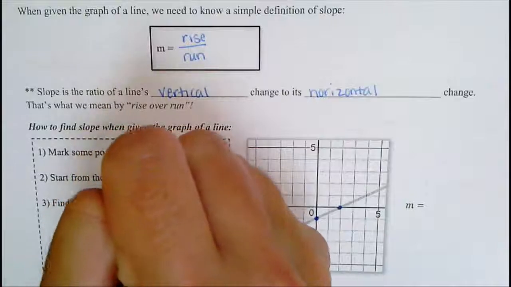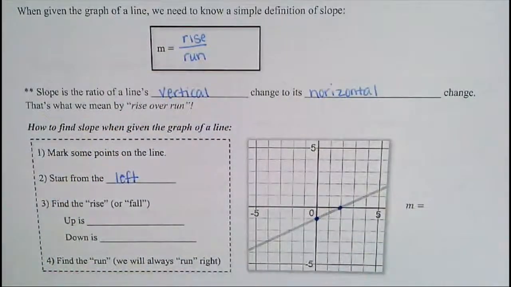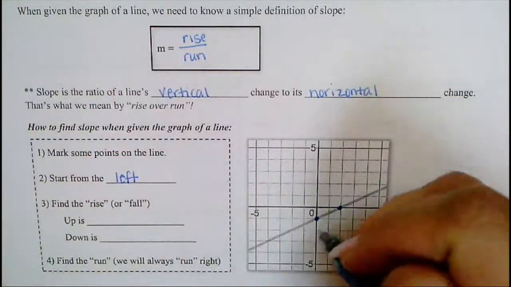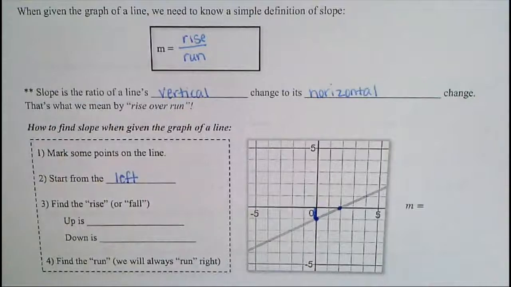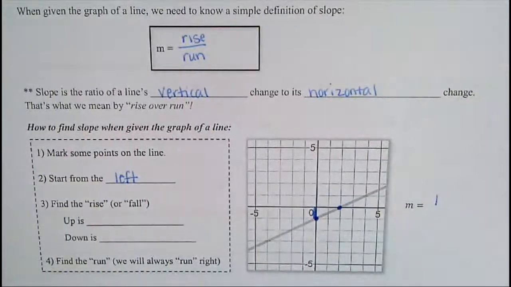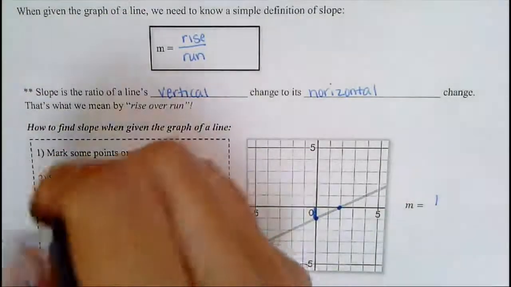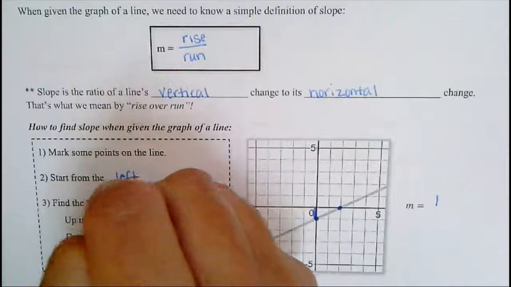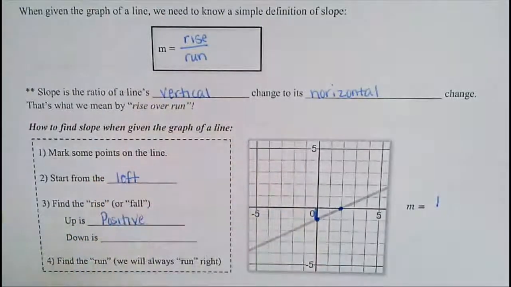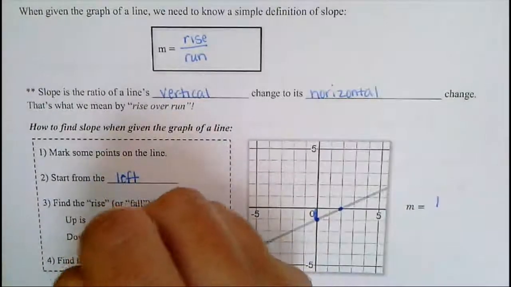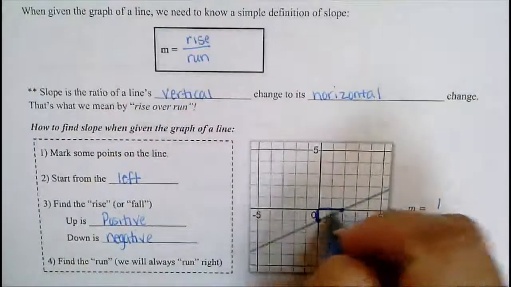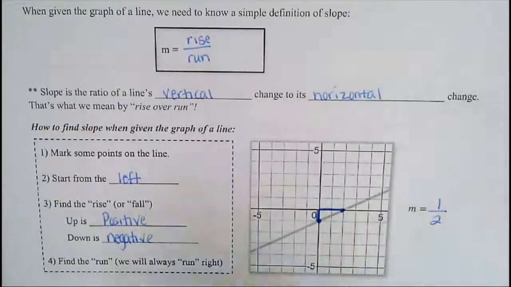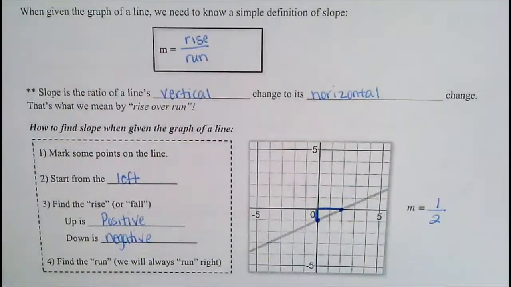I start from my point on the left, and I rise 1. What you should notice is when I went up, I wrote a positive 1. If I was going down, that would be a negative value. And I run 2 boxes. So the slope of this is 1 over 2. It is a half.